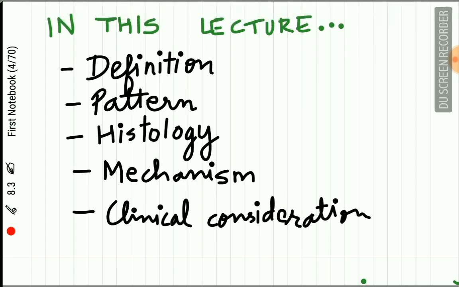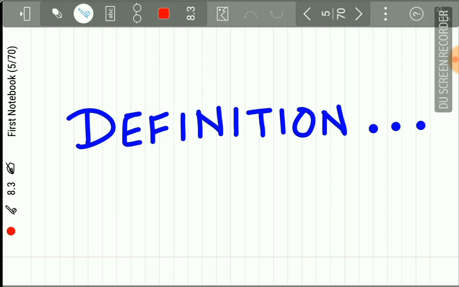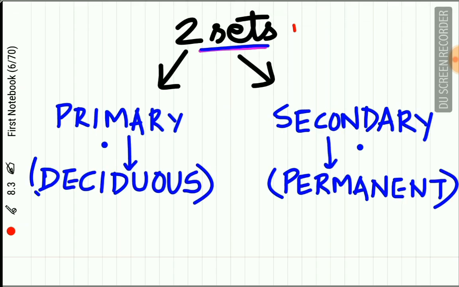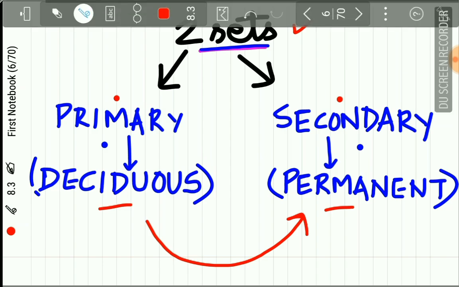In this lecture we will be studying about the definition, pattern, histology, mechanism and clinical consideration of shedding. Now let's start with the definition. The human dentition is made up of two sets of teeth, the primary set and the secondary set. The primary set is called deciduous dentition, while the secondary set is called permanent dentition. As the age advances, the deciduous dentition is replaced by permanent dentition.